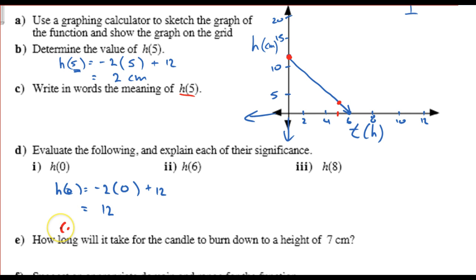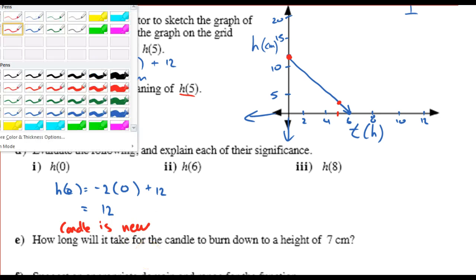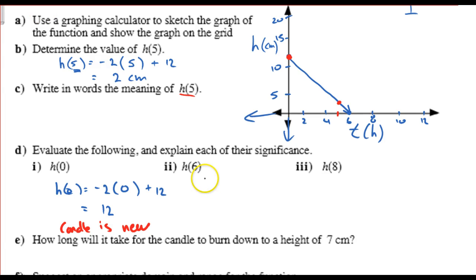So that is when the candle is new. Okay. What is the h at 6? Well, h at 6, negative 2 times 6 plus 12 equals negative 12 plus 12. Well, that's 0, and that point is right here, and that is the x-intercept. And what that means is basically the candle is gone. The candle disappears after 6 hours. The height is 0 centimeters. Okay, so this is 12 centimeters as well.